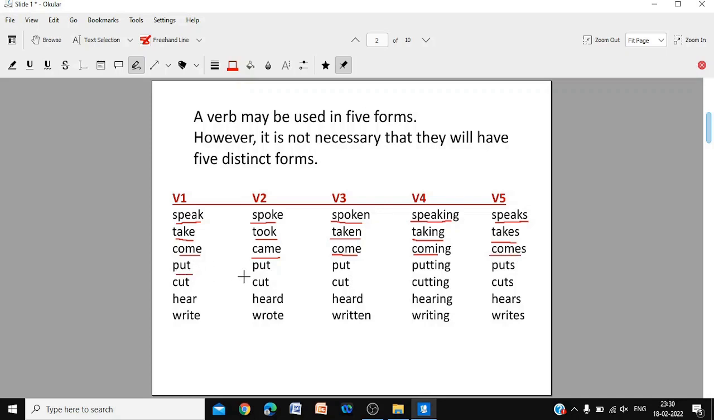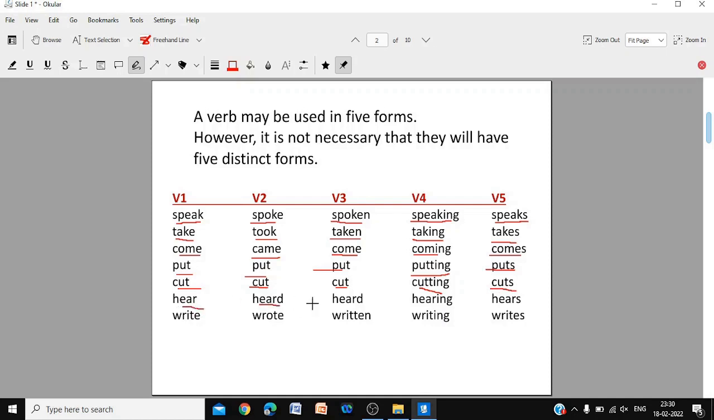Put, put, put. V1, V2, V3. Similarly, cut, cut, cut. V1, V2, V3. All the forms are identical. It has 5 forms, but V1, V2, V3 are not distinct forms. Then after we have the ing forms, putting or cutting, and of course puts or cuts, the root verb with a terminal S.